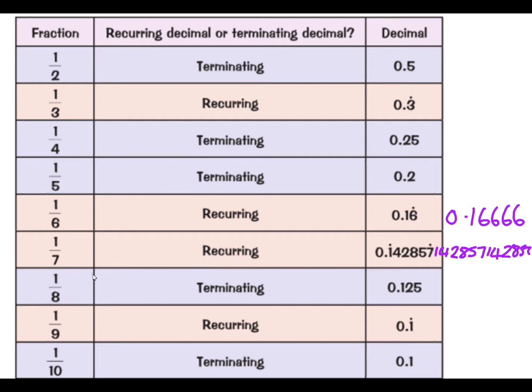If you divide 1 by 8, it terminates. It's quite neatly 0.125. 1/9 is 0.1 recurring. In other words, 0.1 and it goes on forever. And then finally, 1 divided by 10 quite neatly is 0.1. It's good to become familiar with these basic fractions and how they relate to decimals and whether they terminate or recur.